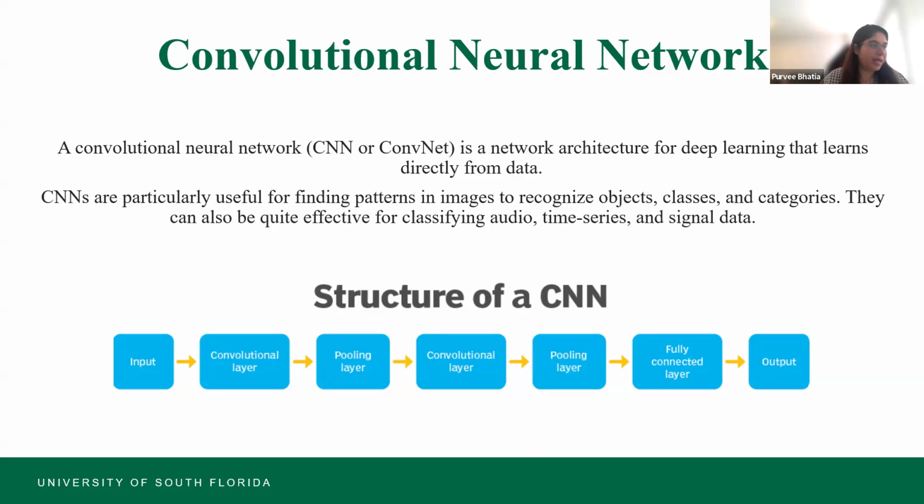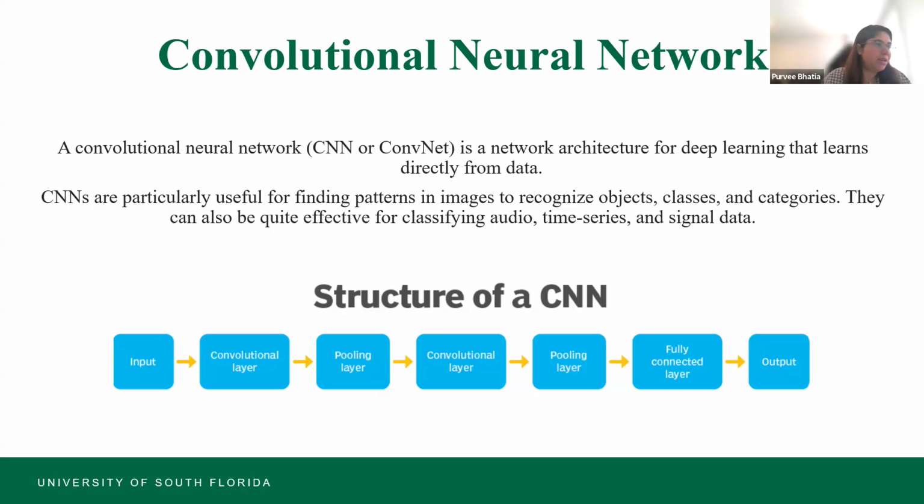Then we also have a pooling layer. In pooling layer, it is used to identify the most significant features from each of the convolutional layers. So basically what it does is it will reduce the memory that we use while training. It will essentially pull it together and create a feature map.